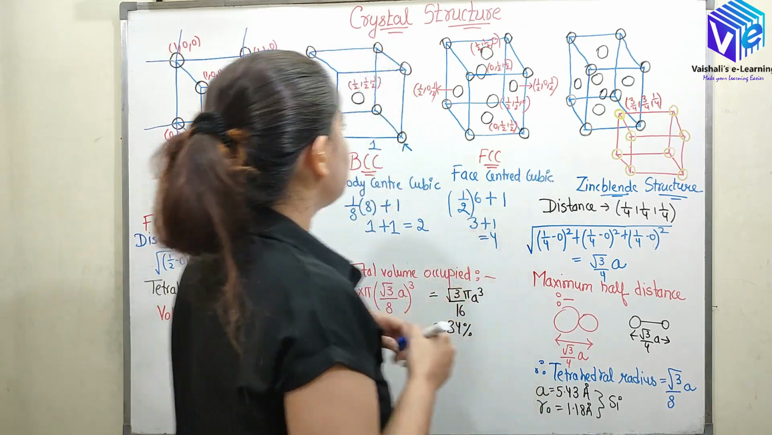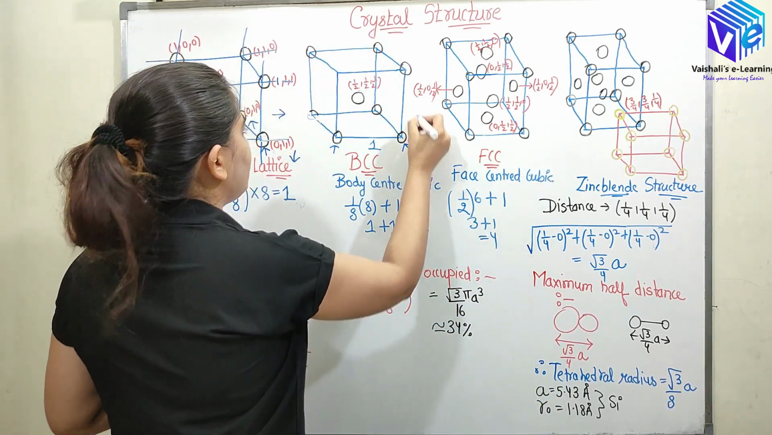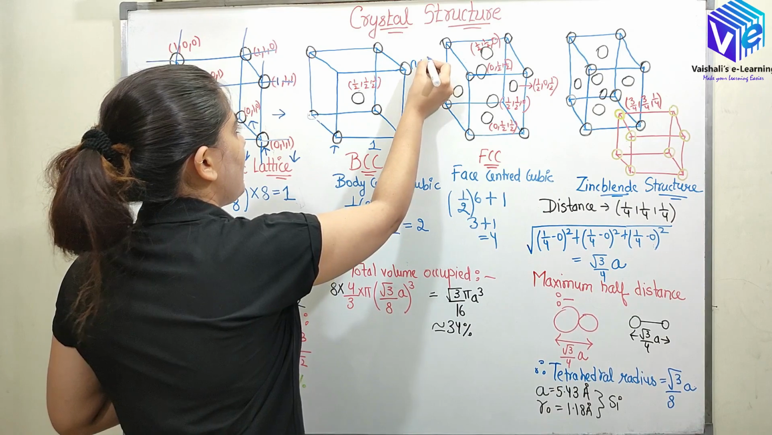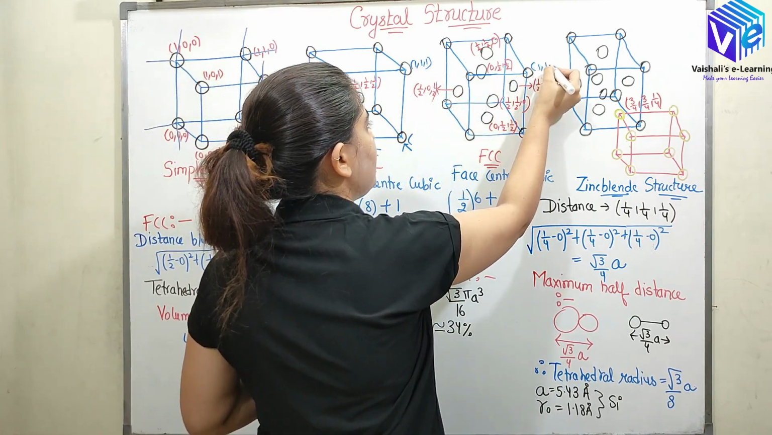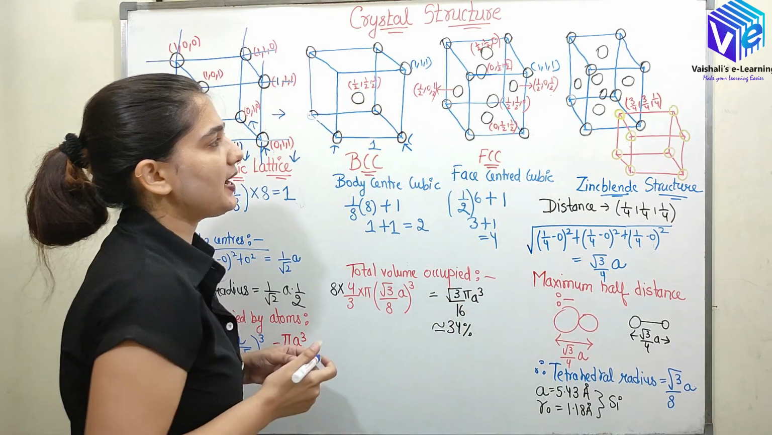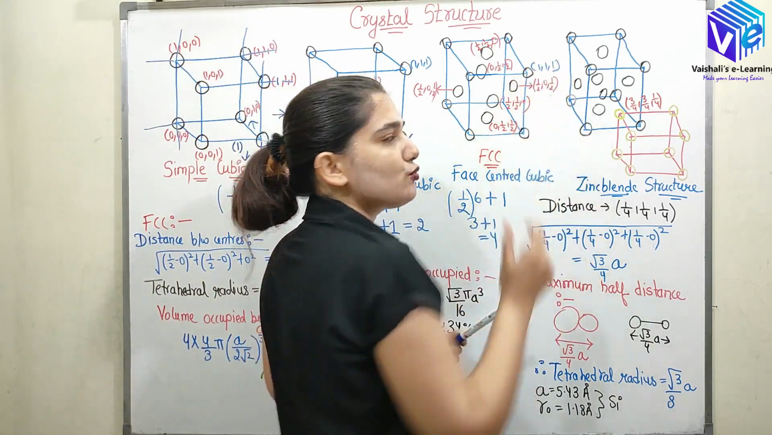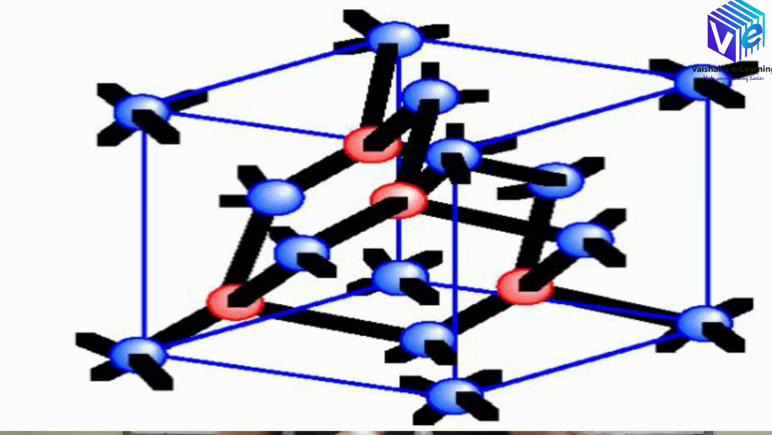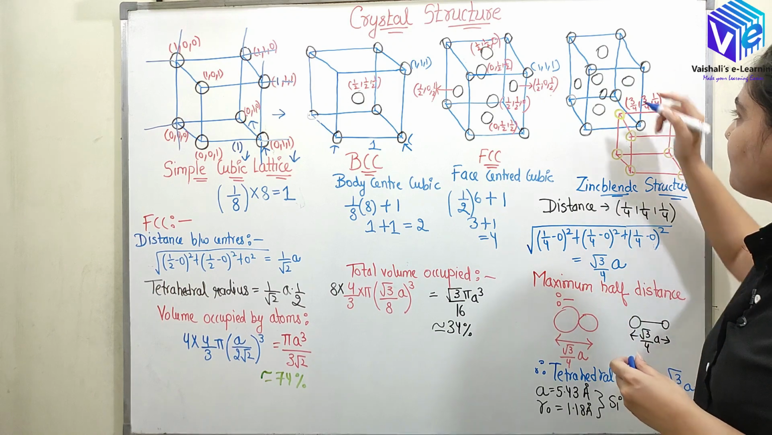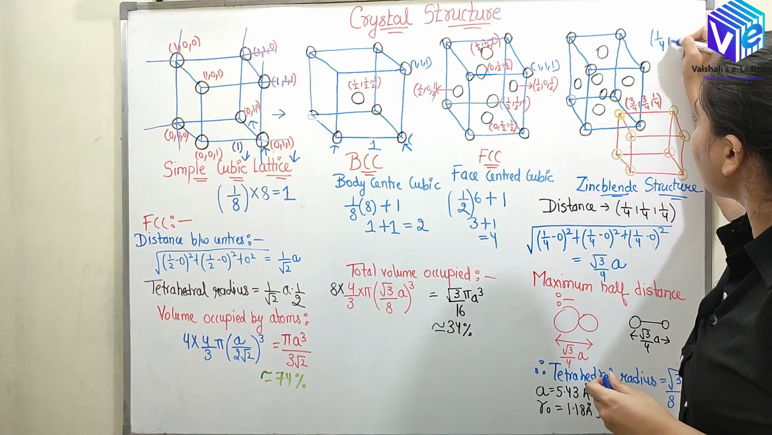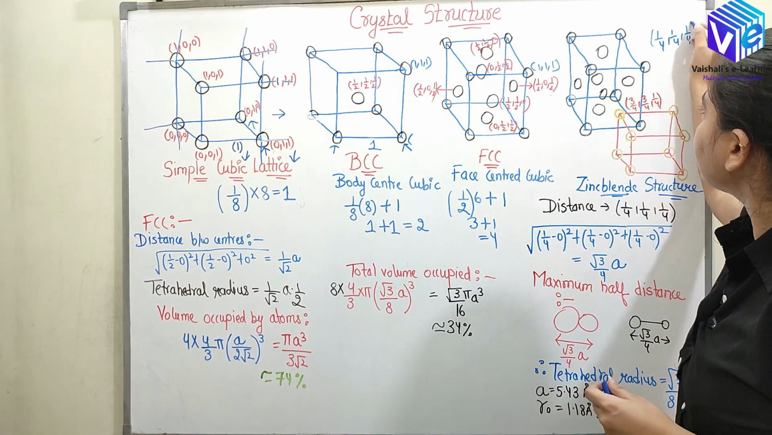Now here you can see, this is 1, 1, 1, and here it is 1 by 2, 0, 1 by 2. So we have a gap between these two coordinates. This gap is filled by another type of element or another type of atom. So here I have 1 by 4, 1 by 4 and 1 by 4 penetration.